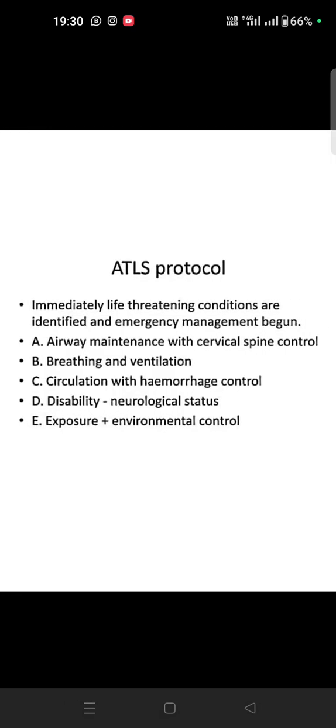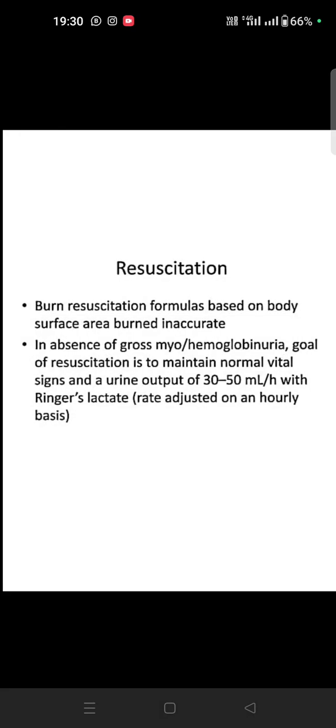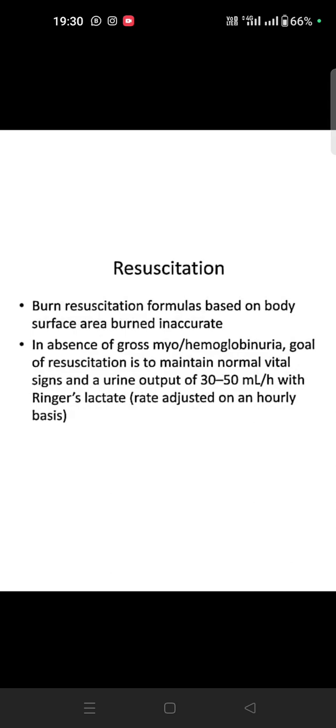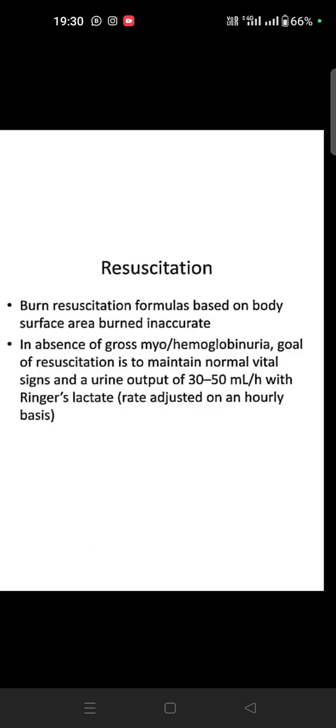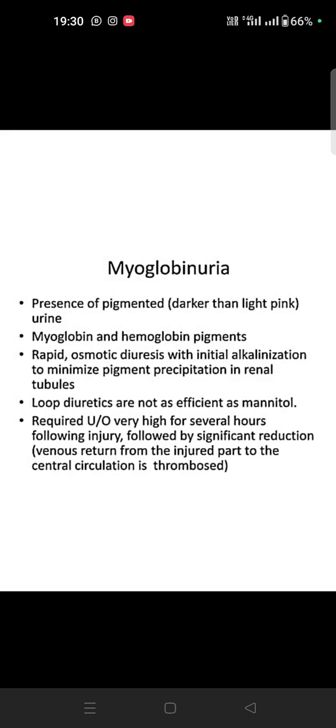Management: the ATLS protocol. That means first airway maintenance, then breathing and ventilation, circulation, hemorrhage control, disability meaning neurological status, then exposure and environment control. Resuscitation means the burn resuscitation formula, based on the surface area burned. Maintain normal vital signs and urine output of 30 to 50 ml, so we can give Ringer lactate. Myoglobin: urine darker than light pink means myoglobin or hemoglobin pigment will be there, so diuretics can be given.